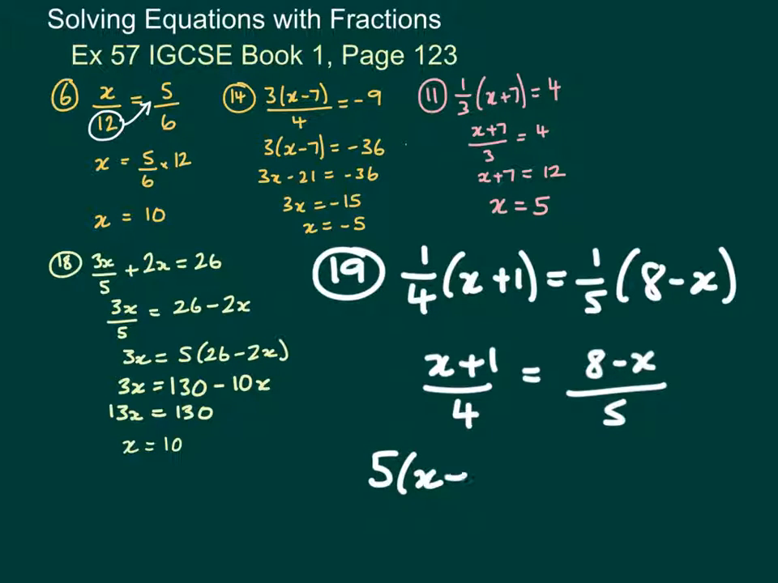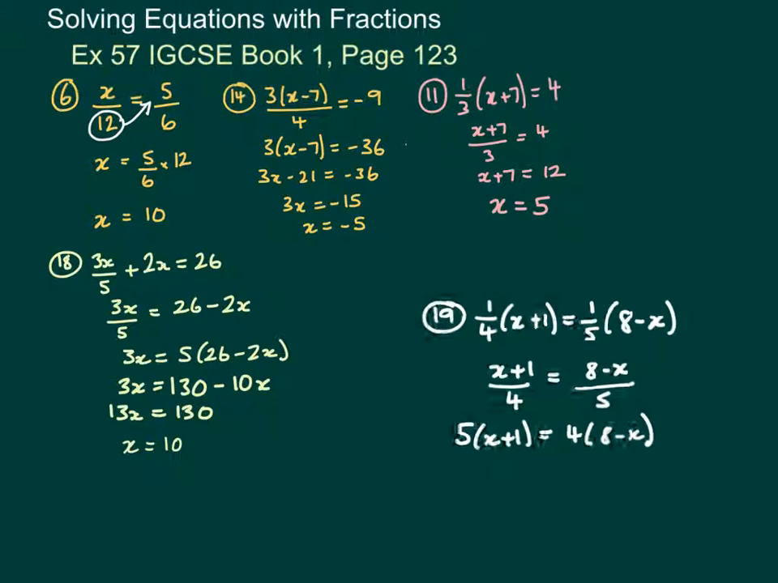So I'm going to get 5 multiplied by x plus 1 on the left hand side. I'm going to take the 4 across the right hand side. I'll have 4 brackets 8 minus x.